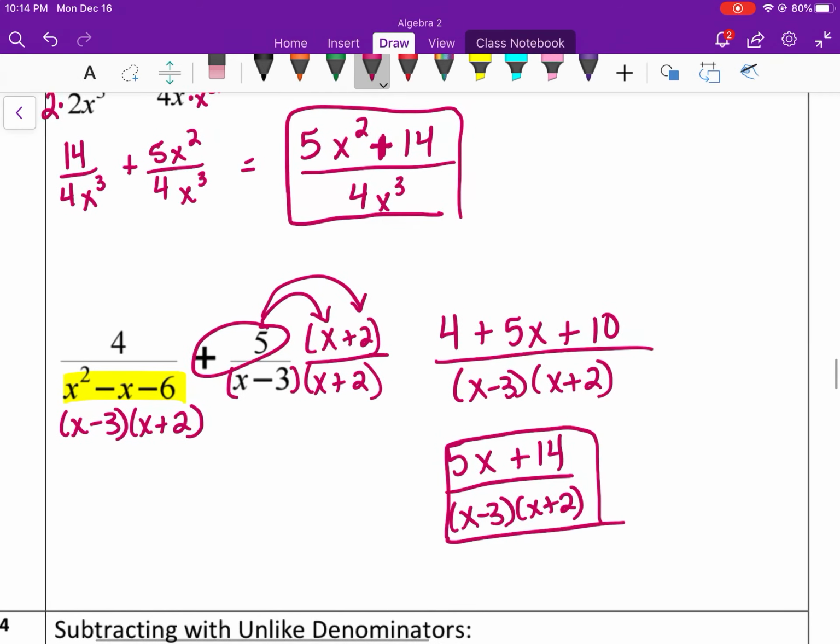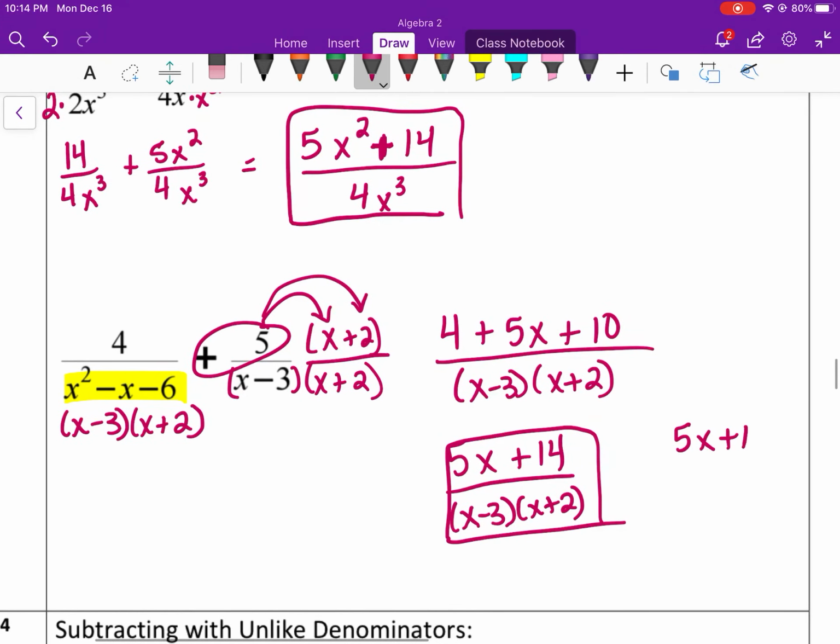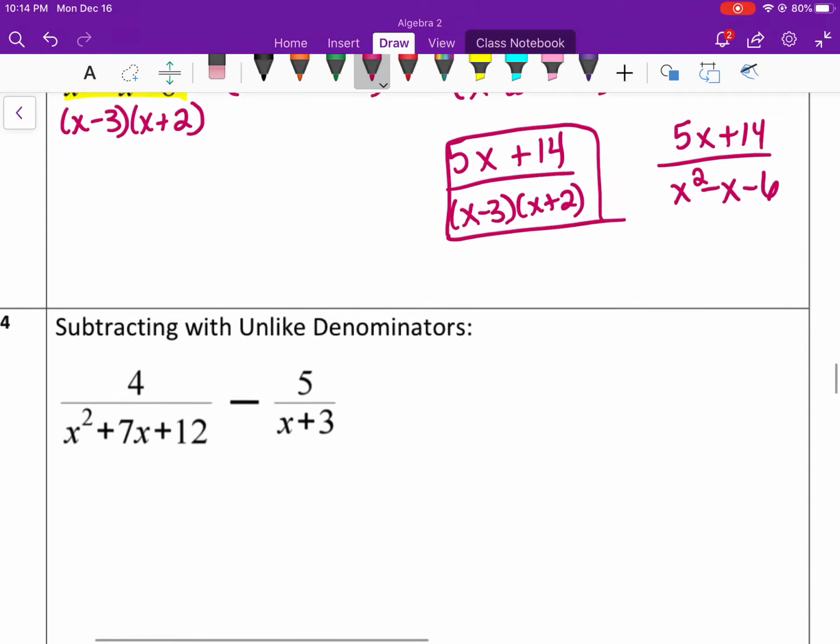And I'll accept this answer, or I'll accept the 5x plus 14 all over, and you can put it back in standard form like that, if you know it doesn't simplify. I tend to leave it in simplest form just so I know if it doesn't simplify any further.